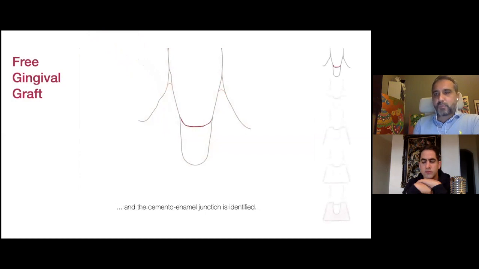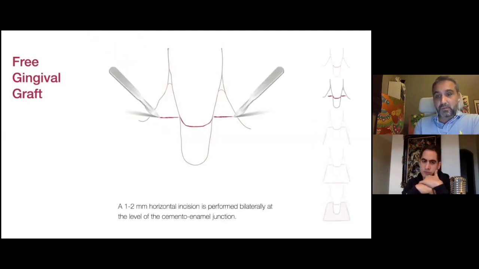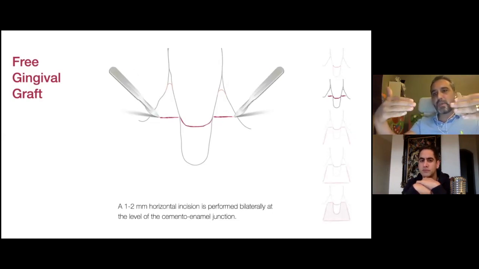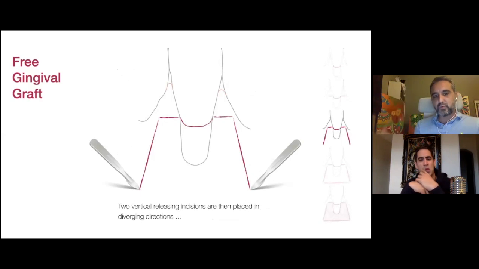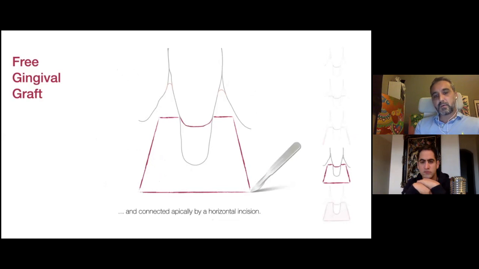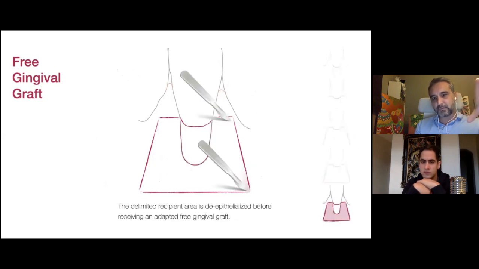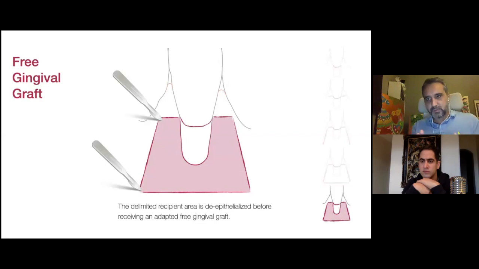When done, we will now prepare our recipient site. The recipient site is prepared by placing a horizontal incision bilaterally of the recession at the level of the cemento-enamel junction, because that's the level where we expect our coverage. Then we add to this horizontal incision two vertical divergent incisions, which will go through the mucosa, and we create an apical horizontal incision. This delimited area will be de-epithelialized, and we have created a kind of wound, our recipient site, which will receive the free gingival graft.